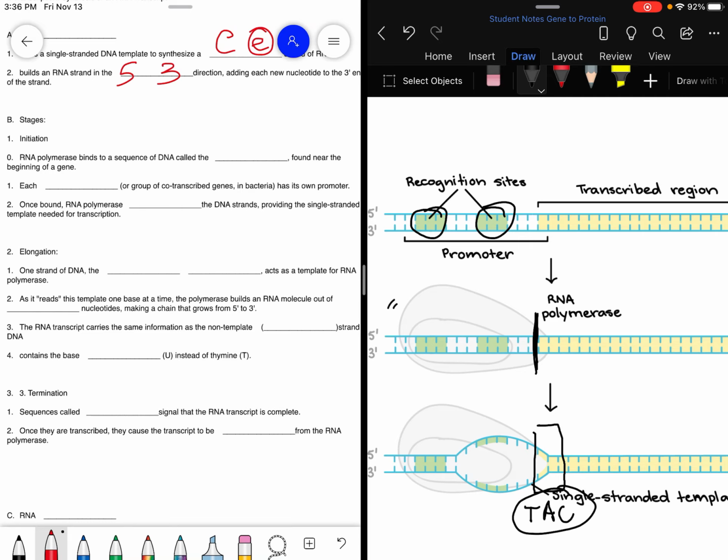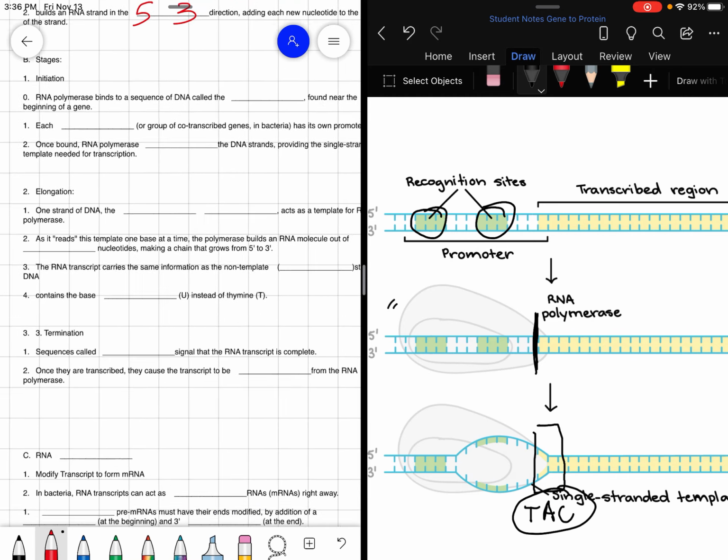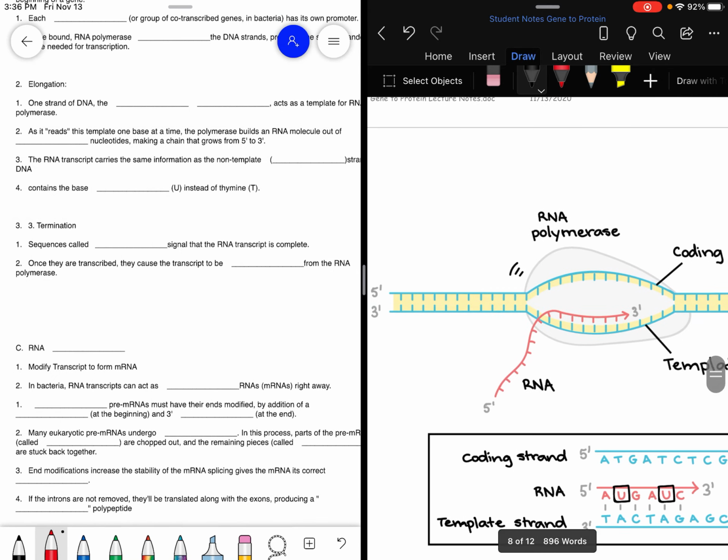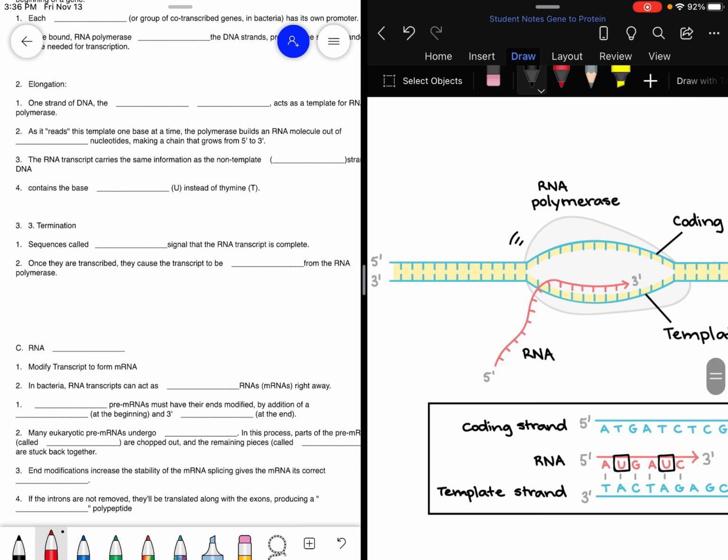There will be promoters scattered throughout your DNA every time a gene needs to be transcribed. Once bound, RNA polymerase will separate the DNA strands, providing the single-stranded template needed for transcription. So in initiation, you bind to the promoter region and you separate it. That's all it is. The second step, elongation. What do you think is happening? The RNA strand is going to elongate, or we're going to build it.